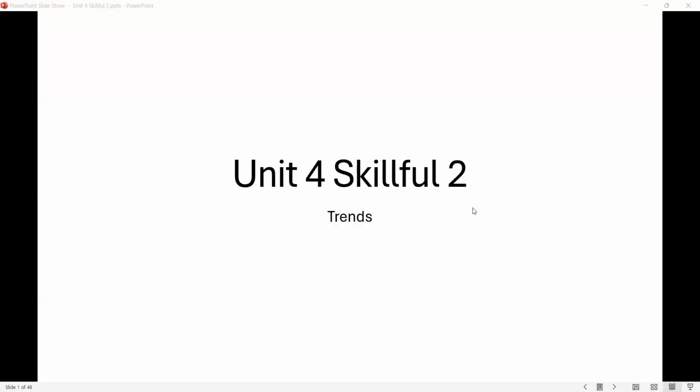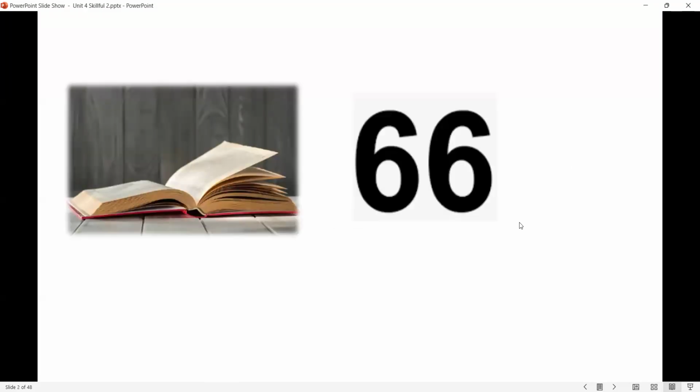Hi everyone, today we're going to cover the vocabulary of Unit 4 of Skillful 2, 3rd edition. Let's begin. Turn to page 66.